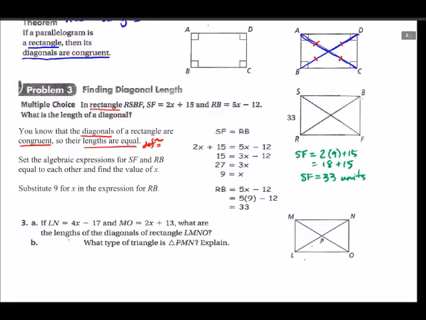Looks like it is your turn to do the last problem here. So go ahead and pause the video and get that done.